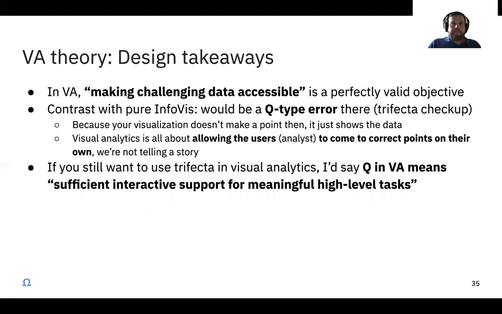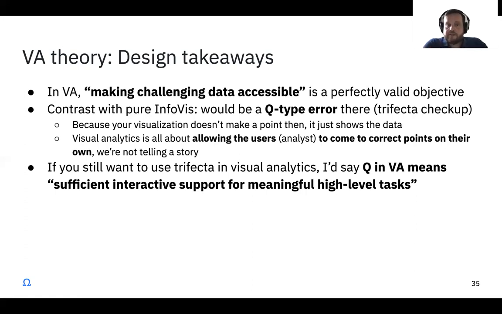And what about the design takeaways from the theory? We're going to progress to the second part of the lecture later, which is going to be more about the models, like what the techniques are. But what are the takeaways from the theory? In visual analytics, making challenging data accessible is a perfectly valid objective for your system. If you get an assignment that says, okay, we have large data sets in our domain context, and we don't know what to do with them because we cannot process them, make it happen for us, and you achieve that, that is perfect.